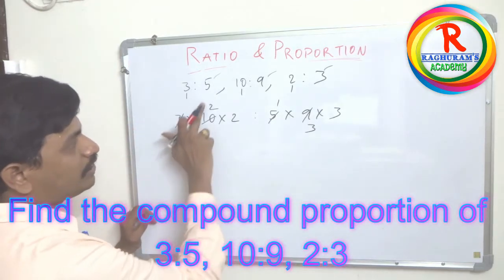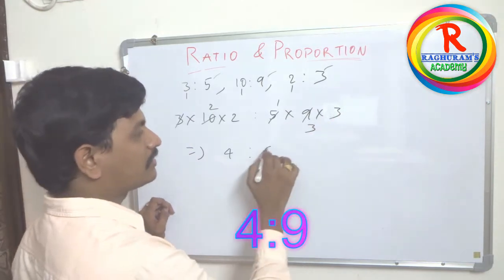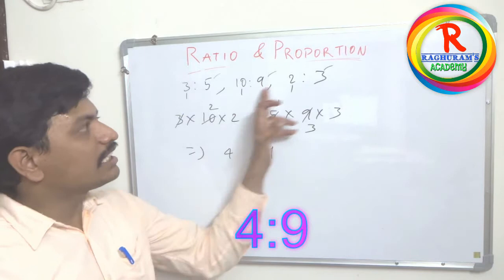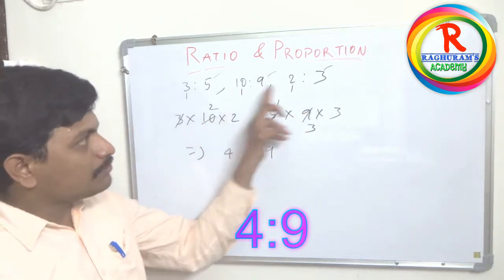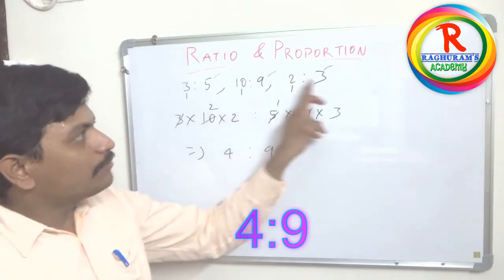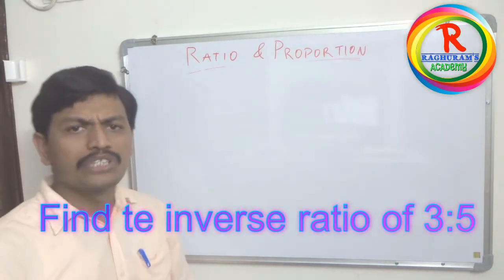And what do you get? 1 into 2 into 2, that is nothing but 4, is to 1 into 3 into 3, that is 9. So the compound ratio of these 3 ratios is 4:9. So simply multiply the first terms of the 3 ratios is to the multiplication of the second terms of the 3 ratios. Let us see the next simple problem.